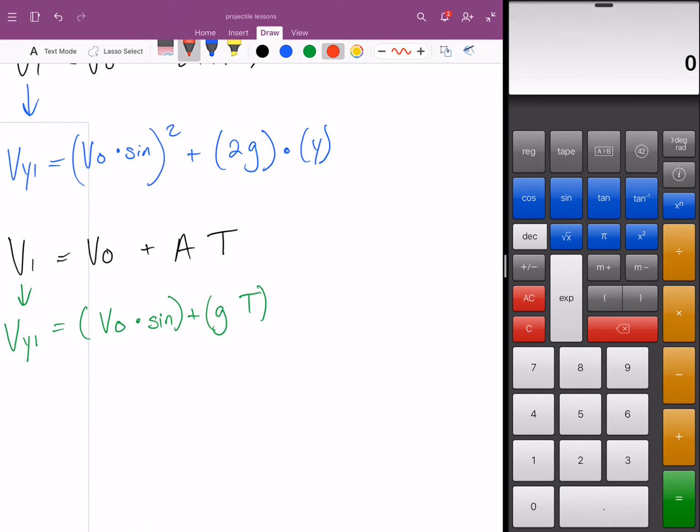Now both of these equations are vectors, which means gravity will be a negative 9.8.